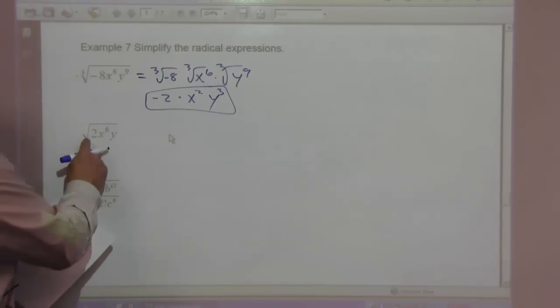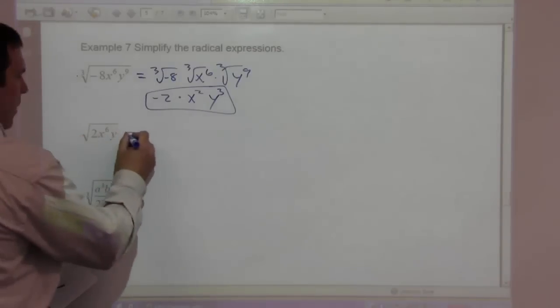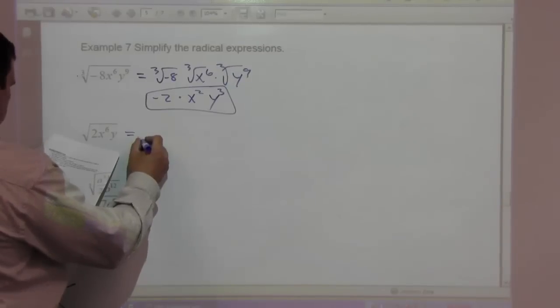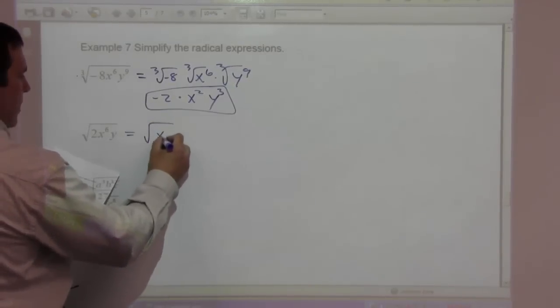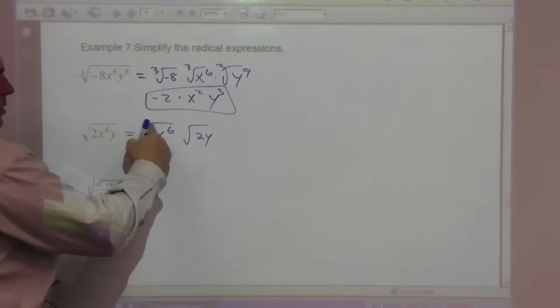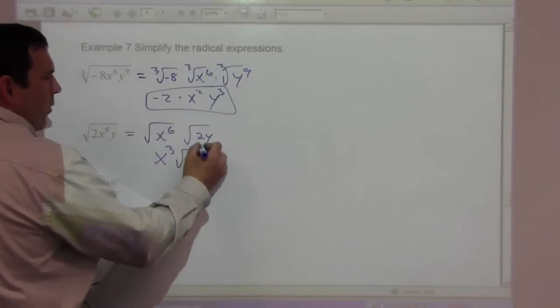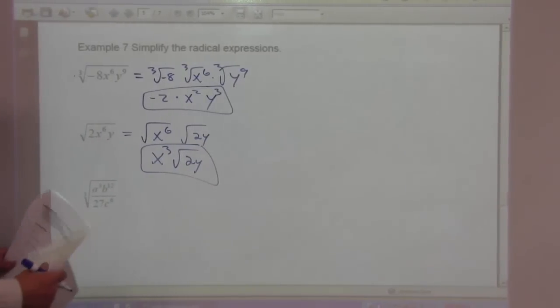Here we have the square root of 2x to the 6th y. That's the square root of x to the 6th times the square root of 2y. Well, the index here is 2, and 6 divided by 2 is 3. That's x cubed times the square root of 2y. We can't do anything with the square root of 2y.